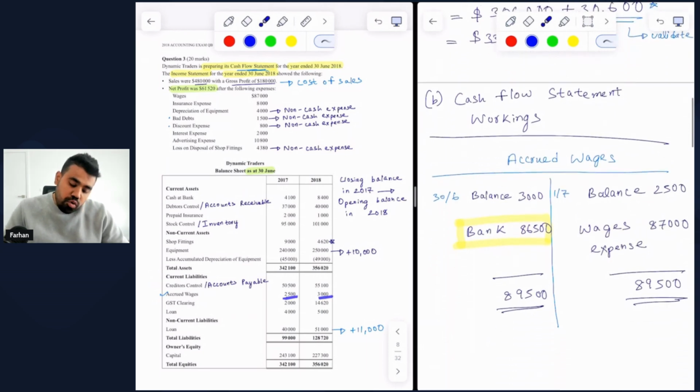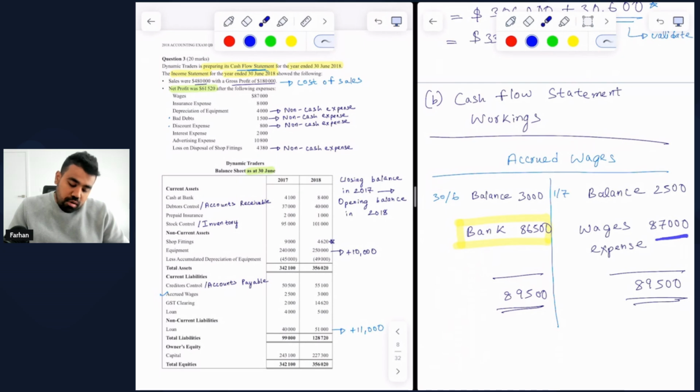So what you have to do is prepare a ledger account for accrued wages. And accrued wages refer to present obligations of the business, which is what we classify as a liability. And liabilities have an opening balance on the credit side and a closing balance on the debit side. So on the credit side, 1st of July 2017, we're including the opening balance of $2,500. And on the debit side, we are including the closing balance at 30 June 2018, and that's $3,000. During the year, we have expense of $87,000, which is what we're including on the credit side.